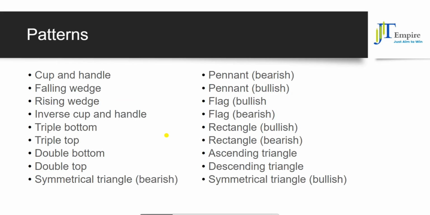All right, so there are a lot of key patterns when it comes down to the geometry, right? You have the cup and handle, falling wedge, rising wedge, double bottom, triple top, triple bottom, double top, etc. You have the flag, pennant, rectangle. All of these are different types of geometric patterns that you will identify on a chart.